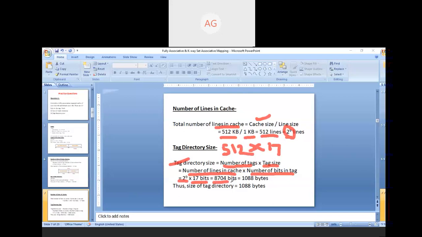And now you need to convert these bits into bytes. 8704 can be divided by 8 in order to convert it into bytes. So 1088 bytes are there. So basically the size of the tag directory is 1088 bytes. That's how we find the tag directory structure, which is the second part of the numerical. You need to remember these formulas in order to find the tag directory structure.